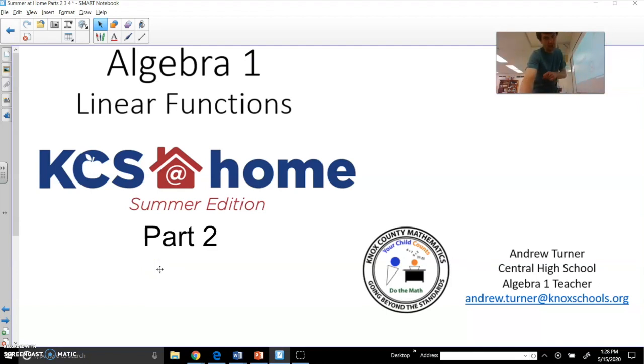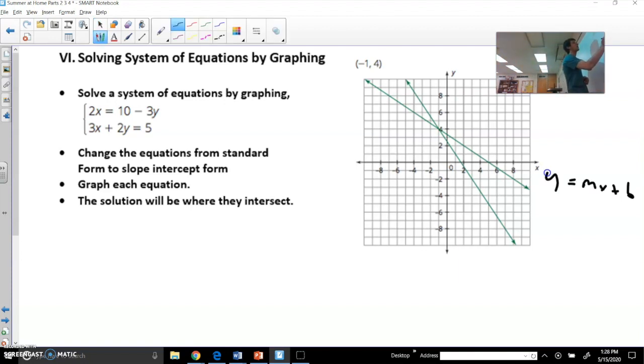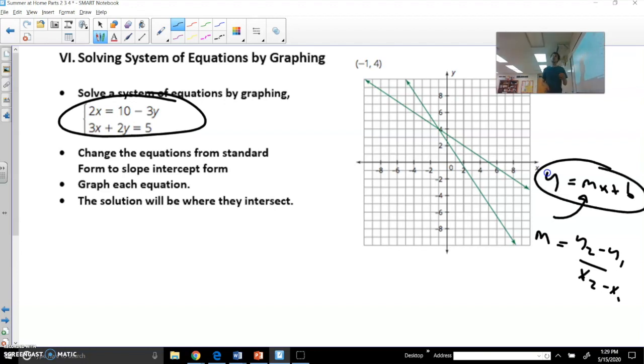We are continuing linear functions going into part 2. So we had just talked a little bit about graphing in slope-intercept form. Slope-intercept form is y equals mx plus b. We talked about that component m, the slope formula, y2 minus y1 over x2 minus x1. And we also talked a little bit about standard form, and standard form is what both of these are in, meaning you need to change them where the output variable y is alone, or you solve for y in order to get that form that you are looking for.